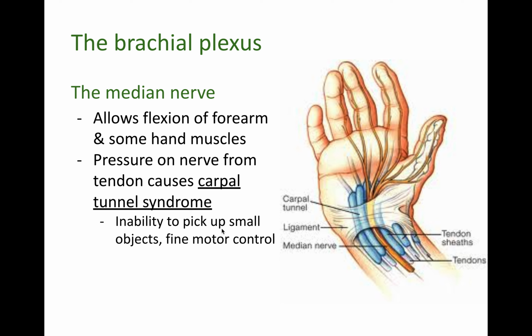So that means inability to pick up small objects and difficulty with fine motor control. If you ever typed or did a lot of wrist movement or wrote really hard and then you felt this kind of tight pinch of pain in your lower forearm, that's the median nerve feeling tension and stress. And that kind of pain is what we call carpal tunnel syndrome if it becomes inflamed and causes issues and difficulty with movement in the long term.